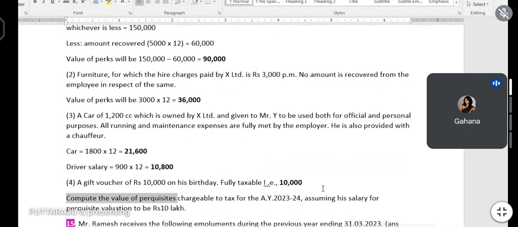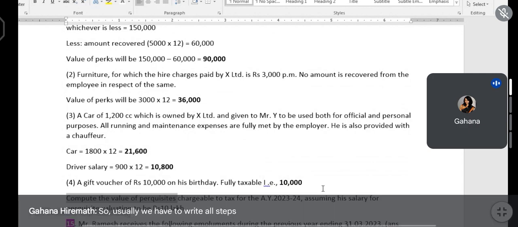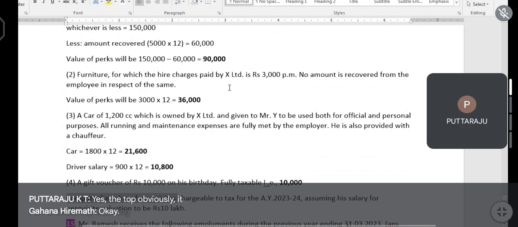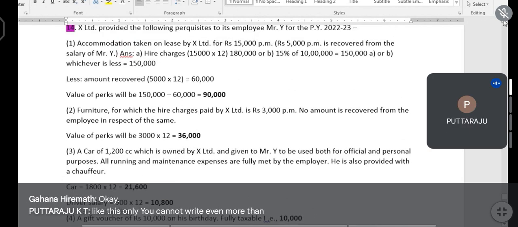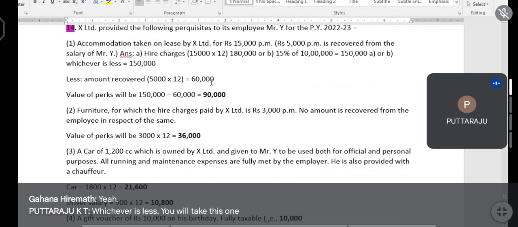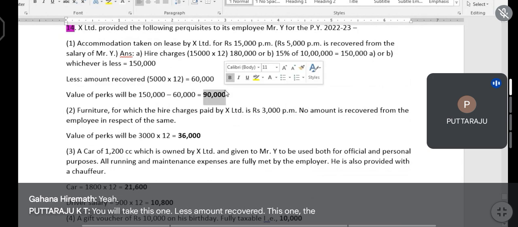So usually we have to write all steps, right, of how we compute it? Yes. Obviously it will be like this only. You cannot write even more than this. The value, high charges are 15% of salary, that is the provision. ERB, whichever is less, you will take this one. Less amount recovered, the balance becomes taxable. You can do it in the columnar form.